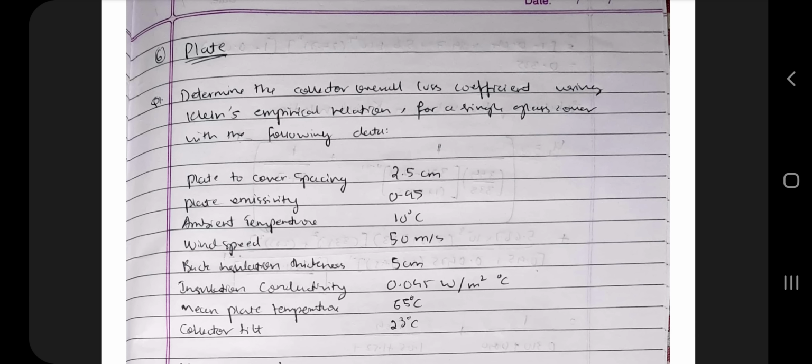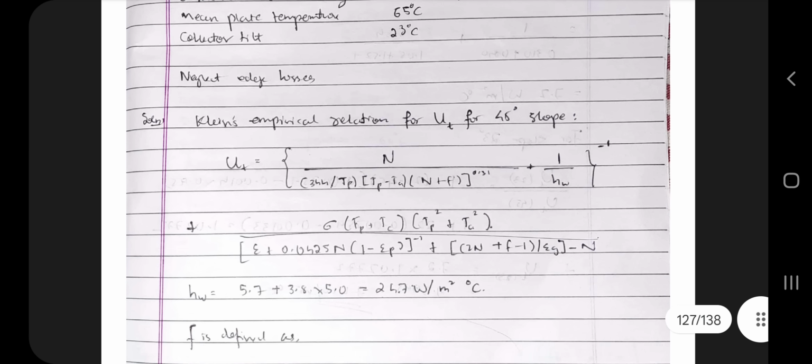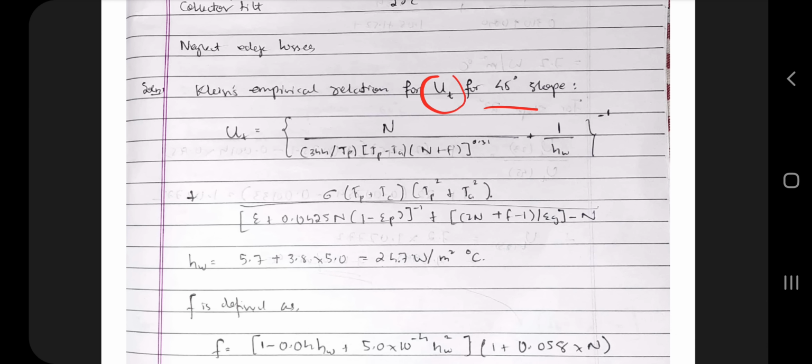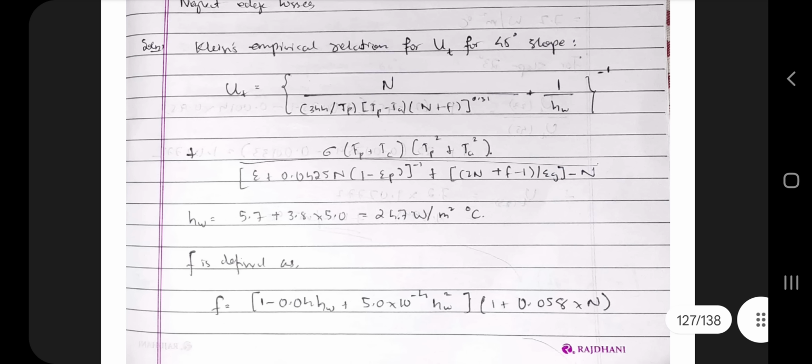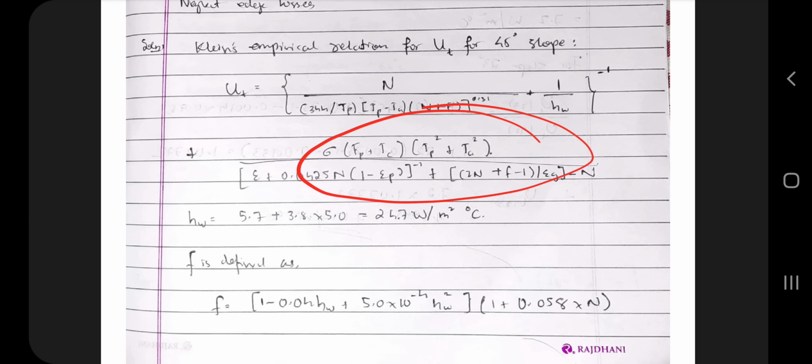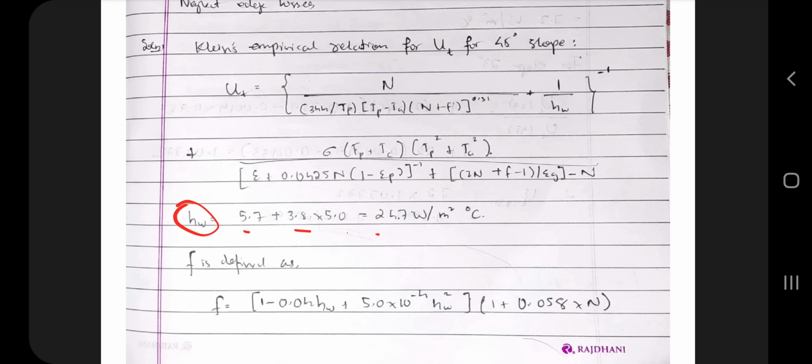The next type of numerical is the flat plate numerical. Here we have to determine the collector overall loss coefficient using Klein's empirical relation. By using Klein's empirical relation, for the 45 degree slope, ut is given to us, this is the ut value. The terms mentioned here you have to learn by heart, or they might give the formula as well, so do not worry much about remembering it. If you go through it once, you will easily see some patterns. HW is given here, that value is substituted here, and F is given to us. So we need these terms for the substitution.